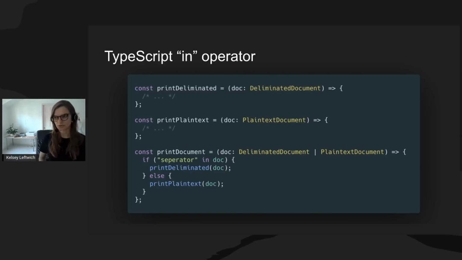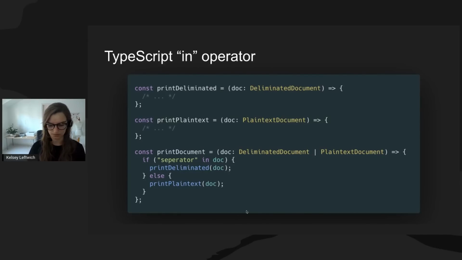So a really simple solution, just based on the error that we got, is that it was complaining that separator was not present if this is a plain text document. So one of the first things that you can do is use the TypeScript in operator. Basically all this is doing is saying, if this separator key is in this document object, then we can just pass it through to print delimited and it will work. Otherwise, we can just pass it through to print plain text.